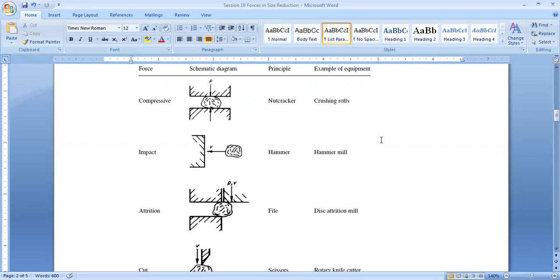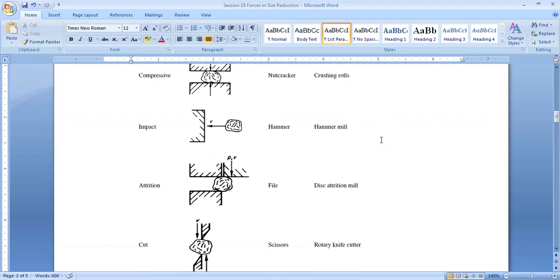And then there is the impact force. Impact is like hammering, the hammer principle. By the action of this impact force, the breaking takes place. And the hammer mill is the name of the equipment which is very popular, especially for grinding. And then the attrition.